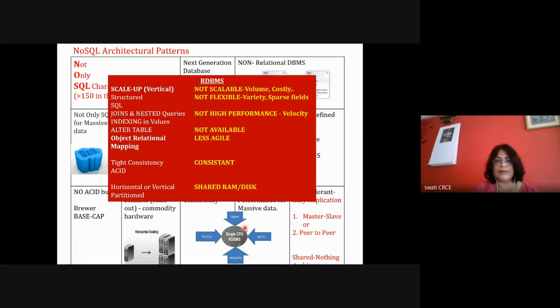Then with respect to variety, RDBMS is a structured database. All rows and columns are fixed, and we are using the SQL language to access the data. So it is not flexible. Every row should have all the columns. And suppose it is a sparse kind of table where lots of columns are required, but most of the rows do not need some of the columns.